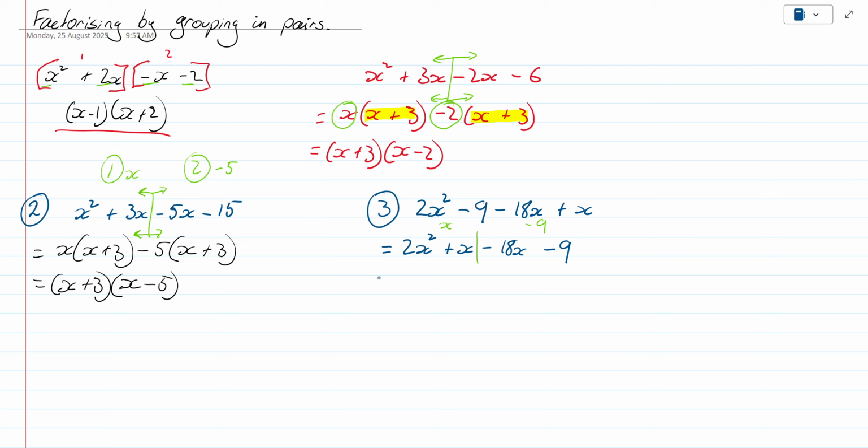So on our next line of working, we have x outside of 2x plus 1, minus 9 outside of 2x plus 1. Negative 9 times 2x will give you negative 18x. Negative 9 times positive 1 will give you negative 9 still. Our two sets of brackets match. So we have 2x plus 1 and then x minus 9.